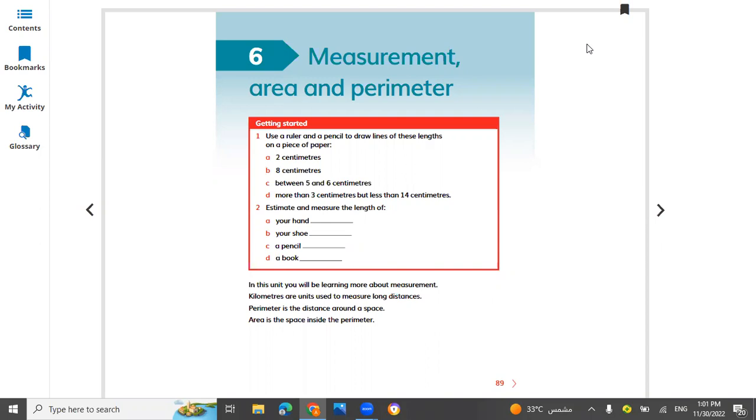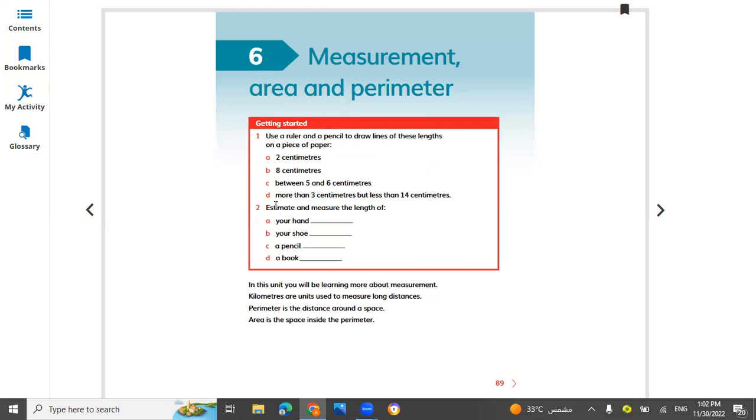Use a ruler and a pencil to draw a line of this length on a piece of paper: 2 centimeter, 8 centimeter, between 5 and 6 centimeter. Between 5 and 6, it could be 5.5, 5.2, 5.1, as you want. You can use a ruler, a scale. On the ruler, you can see centimeters and millimeters. So you can draw the line using a ruler.